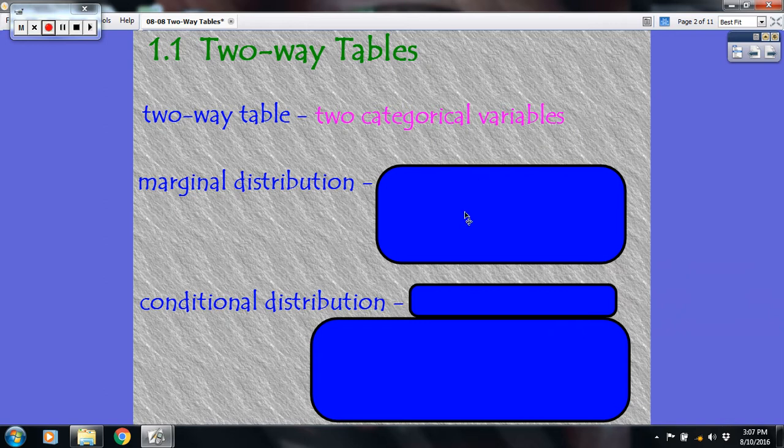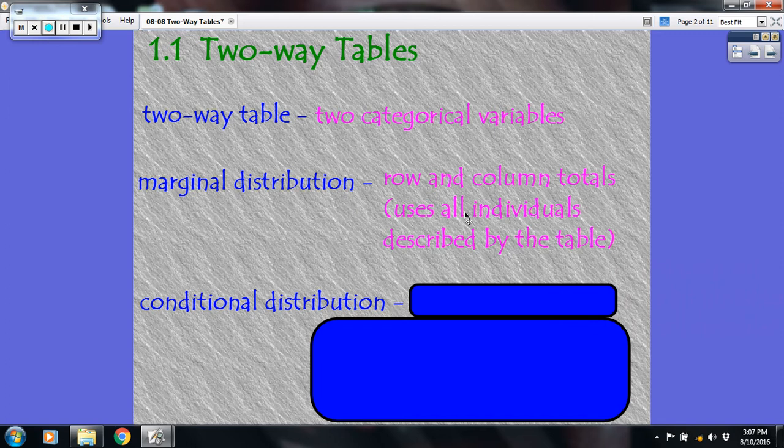With a two-way table, we can come up with what's called a marginal distribution. In the marginal distribution, we take the row and column totals and use them out of the whole set of individuals. The marginal distribution is addressing only one of the categorical variables in the two-way table.